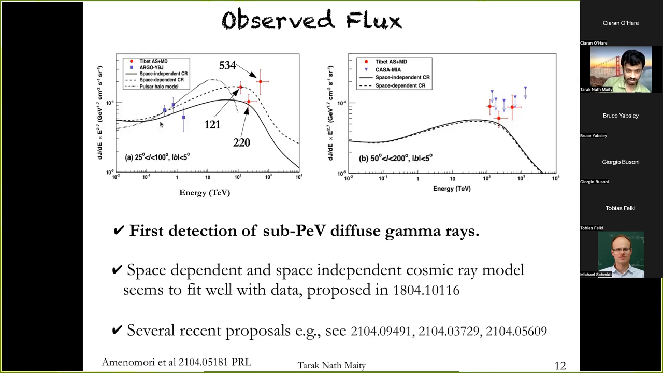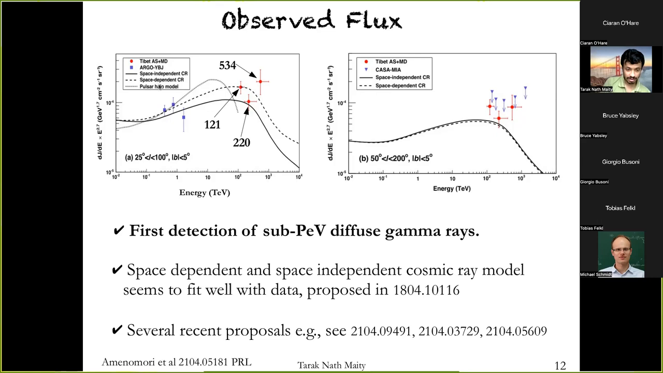The black solid lines that you can see over here are the gamma ray flux predicted by different cosmic ray theoretical models. For example, this black solid line is the space-dependent cosmic ray model. If you take the space-independent cosmic ray model and calculate the gamma ray flux for that model, the corresponding flux is given by this. So each of these black lines represents the gamma ray flux predicted by a different cosmic ray theoretical model.